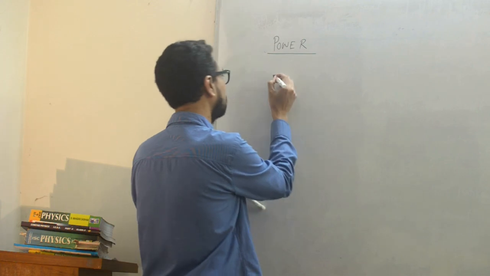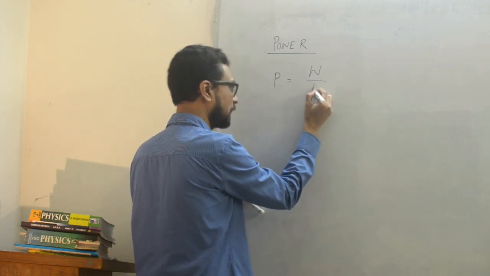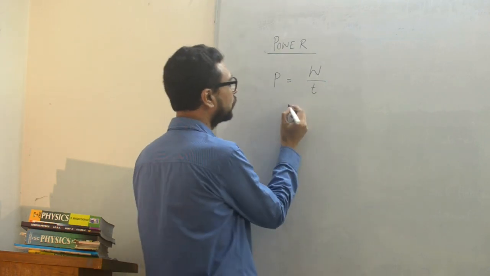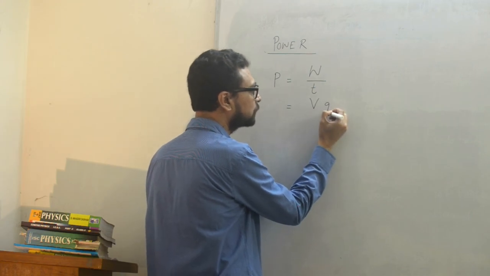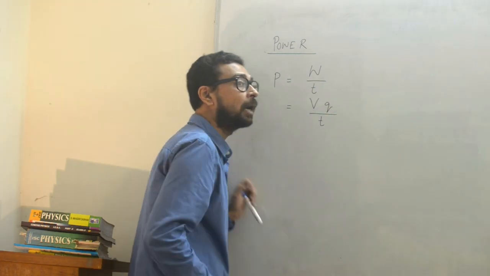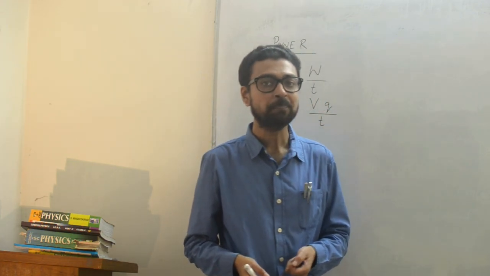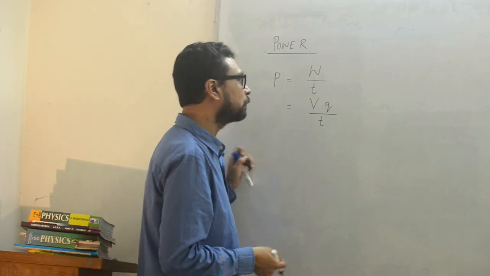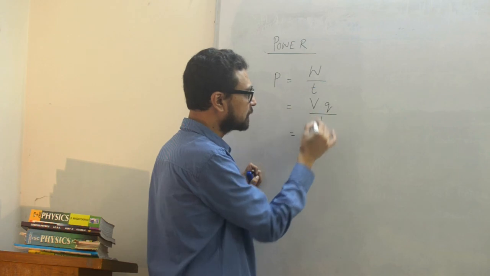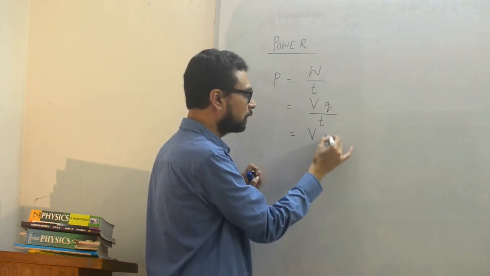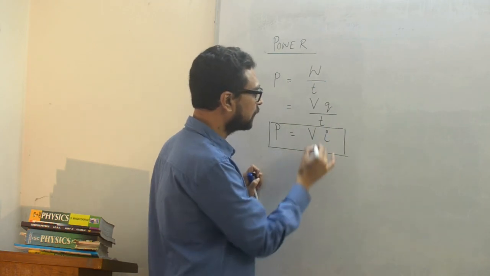So let's find out the expression of power. Power is basically work done by time, that we know, right? And work is potential into charge, because the definition of potential was work done by amount of charge. So W by Q was V, so VQ is W. Now Q by T is current, that I know.